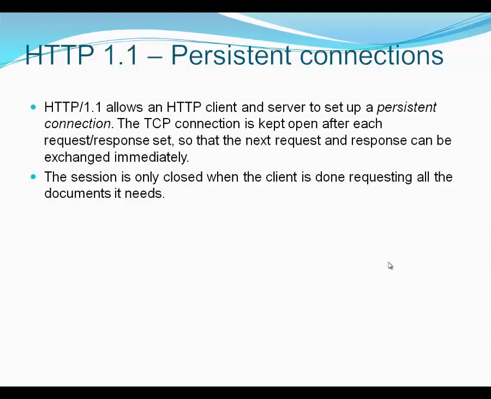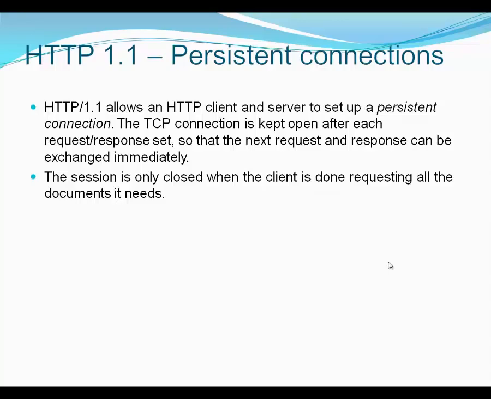Now, as we spoke in an earlier slide, HTTP 1.1 allows an HTTP client and a server to set up a persistent connection. The TCP connection is kept open after each request-response set, so that the next request and response can be exchanged immediately without waiting for the TCP three-way handshake to happen. The session is only closed when the client is done requesting all the documents it needs.